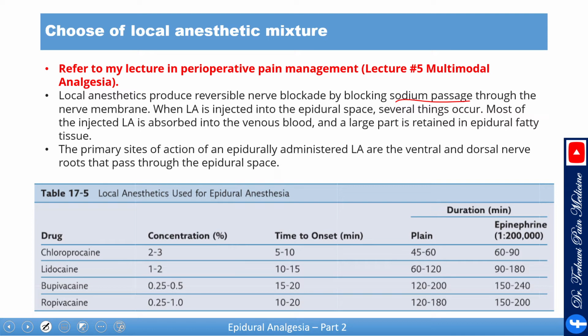When local anesthetic is injected into the epidural space, several things can occur. Most of the injected local anesthetic is absorbed into the venous blood, and a large part is retained in the epidural fatty tissue. The primary site of action of epidurally administered local anesthetic is the ventral and dorsal nerve roots that pass through the epidural space. So this table shows you the most commonly used local anesthetics for epidural anesthesia, and it gives you the time of onset and the duration, whether it's plain or mixed with epinephrine.